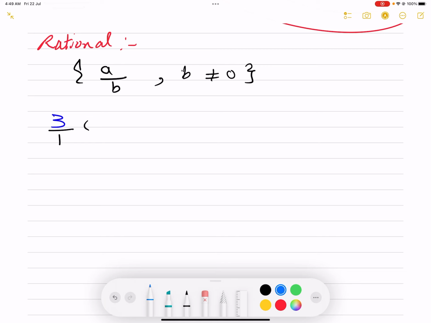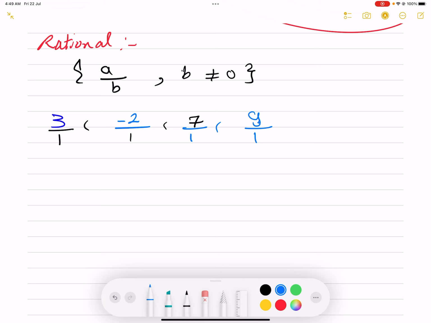What about negative 2? It will be the same thing, negative 2 out of 1. What about 7? We can write it 7 out of 1. What about 9? It will be the same thing, 9 out of 1. So all integers we consider to be rational numbers, as long as you can write the number in the form of numerator and denominator. So it will be a rational number.